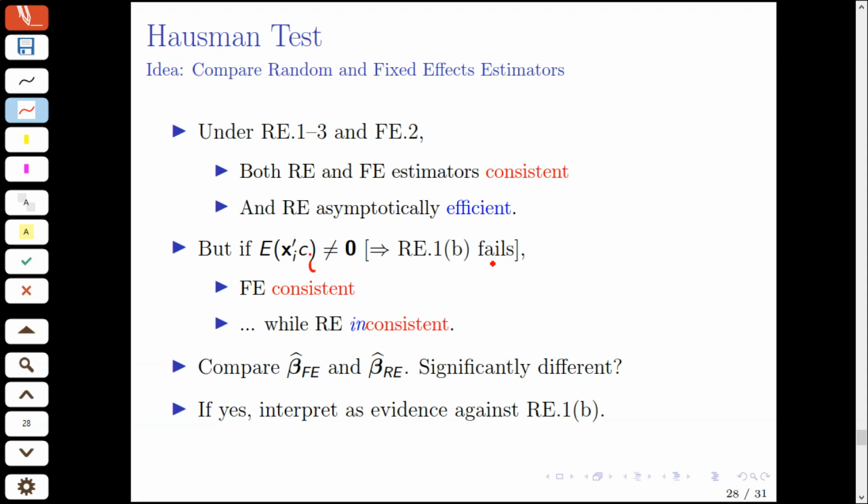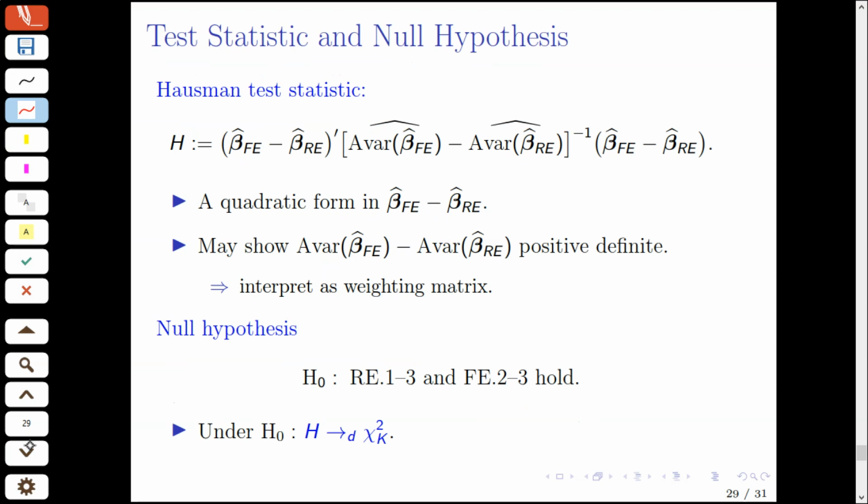It therefore seems reasonable that we should be able to test this assumption, the second part of the first random effects assumption, through a comparison of the two estimators, that is, by contrasting the fixed and random effects estimators, and seeing if they are significantly different from each other. If that's the case, then one way of interpreting this conclusion is as evidence against this part of the random effects assumptions. So that's the idea of the Hausman test.